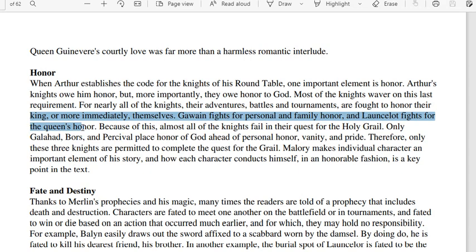Because of this, almost all of the knights fail in their quest for the Holy Grail. Only Galahad, Bors, and Percival place honor of God ahead of personal honor, vanity, and pride. Therefore, only these three knights are permitted to complete the quest for the Holy Grail. Malory makes individual character an important element of his story, and how each character conducts himself in an honorable fashion is a key point in the text.